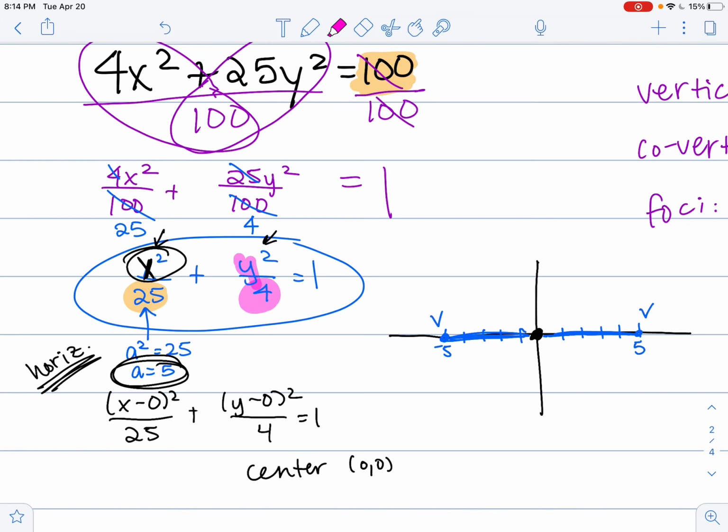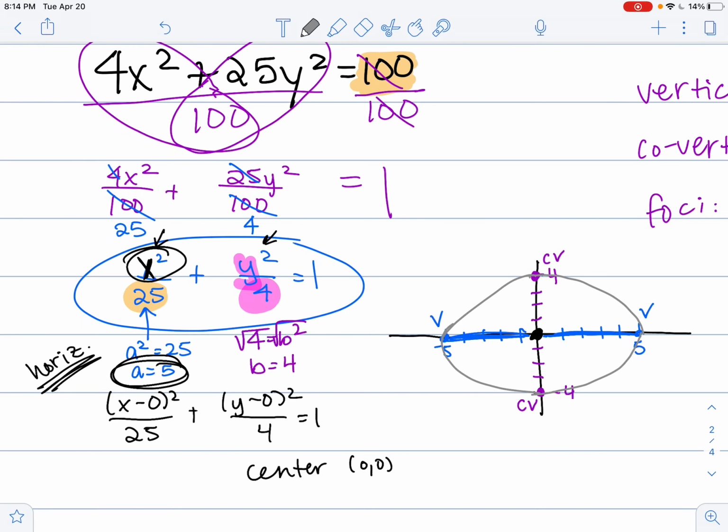I know this is along the y, and this is going to give my co-vertices, but here's what I know. I know 4 equals b squared. So if I take root of both sides, I get b equals 2. That's the length of half of the minor axis from the vertex or the center. So from the center, I'm going to go up 1, 2, and down 1, 2 as well. And these points here are my co-vertices. Okay, now once I've got my vertices and co-vertices, that is my ellipse. Let's see if I can draw it so it doesn't look terrible.